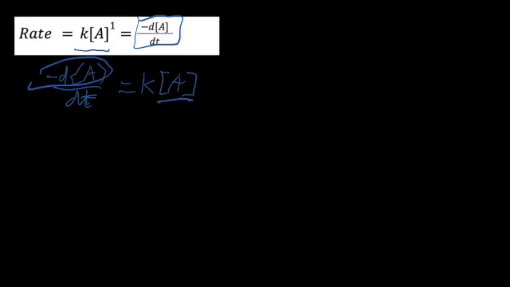We can say that negative dA with respect to t equals k times the concentration of A. And we can use a very similar separation of variables, except this time we have to notice that this A is the same thing as this dA. So we can rearrange this and move the negative sign by saying that 1 over the concentration of A dA equals negative k dt.